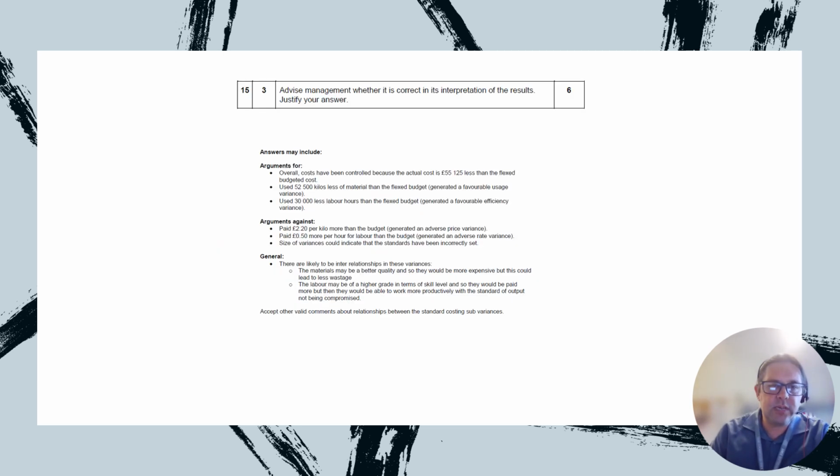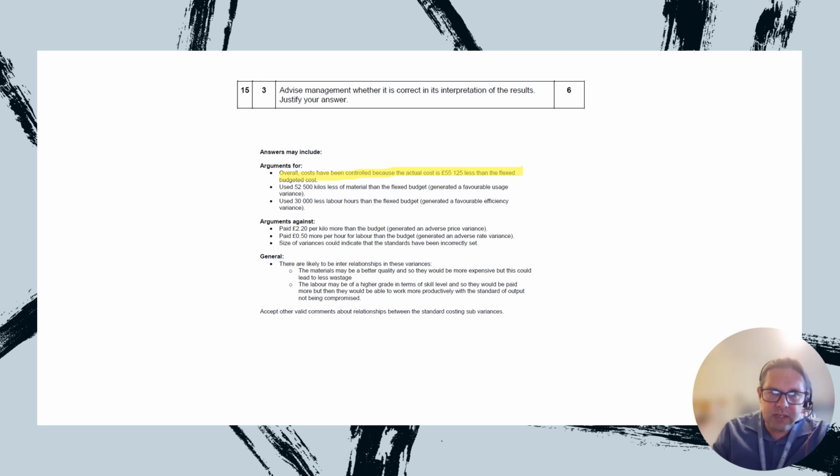The next question on this, the 6 marker, was: advise the management whether it's correct in its interpretation of the results. They said that costs are controlled. Sorry, I didn't even put the question up, but it's whether costs are controlled. That's all it was. That's your focus. So they can say overall actual cost is 50,000 less. So yes, we've got to have balance for 6 markers. Just one of these points explained, or a couple of these points explained, then one argument against, one argument for, one argument against, with numbers, and a judgment is enough. Balance, evidence, judgment. That's what you need for a 6 marker.